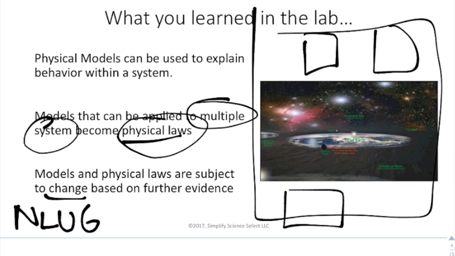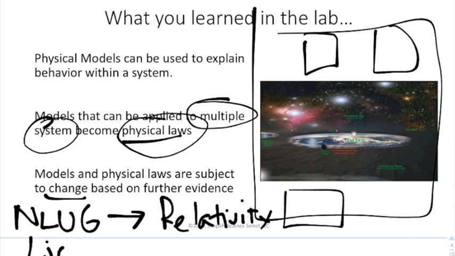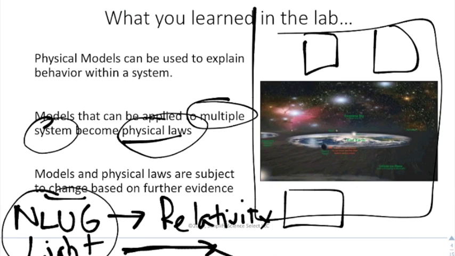NLUG, or Newton's law of universal gravitation, was changed to fit Einstein's theory of relativity. And it was done when there were new observations, the fact that light, whenever it goes by a sufficiently heavy object, will actually curve instead of going straight. Newton's law of universal gravitation had no explanation for why this would work, but relativity did.